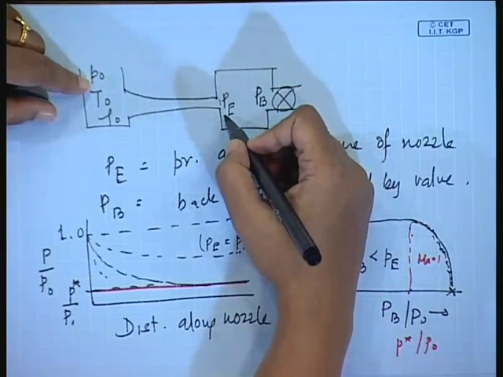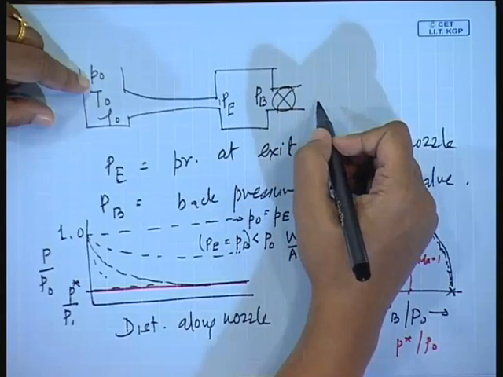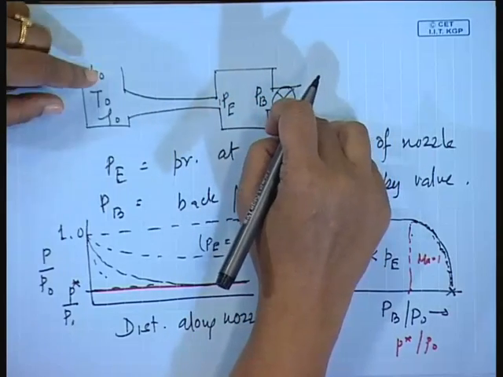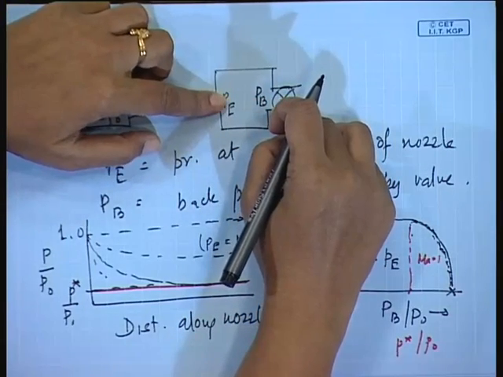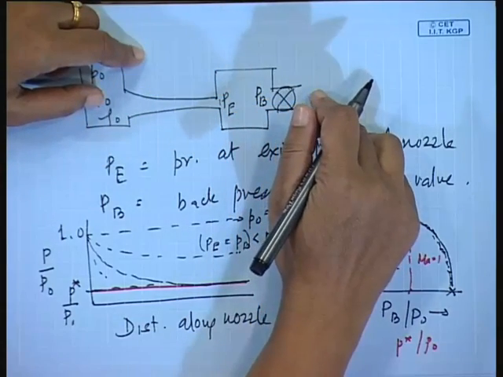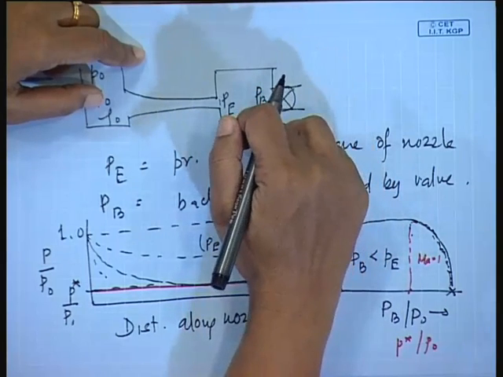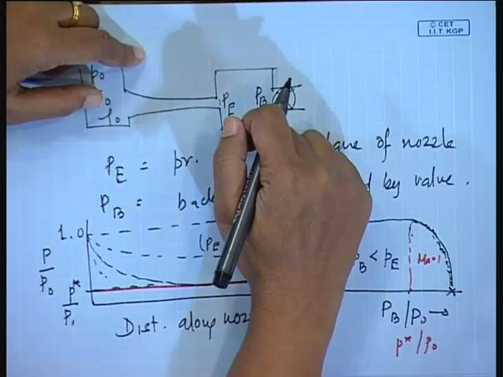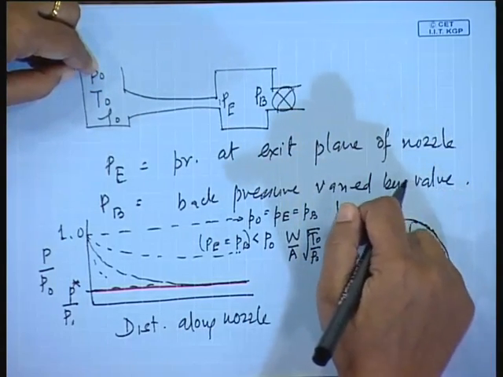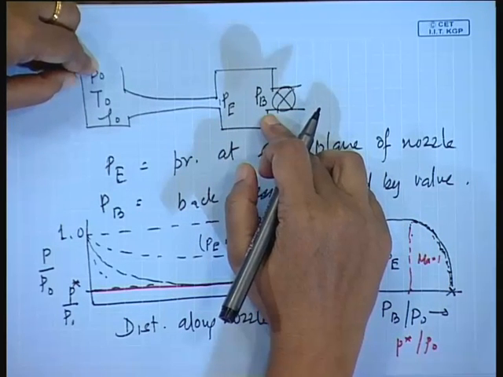What happens once choked flow condition is arrived, or choked flow means PE equals to PB equals to P star. Till that portion PE is equal to PB and your flow keeps on increasing. Moment PB becomes equal to P star, after that if we reduce the pressure further, then what happens, PE cannot respond anymore. And as a result the flow rate becomes constant. The flow rate cannot be increased any further by reducing the back pressure or the exit pressure.